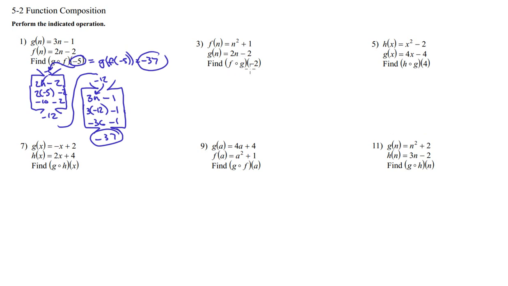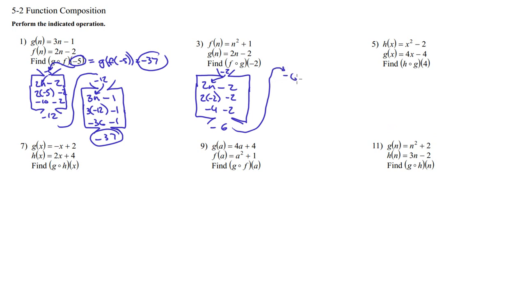Okay? All right. F of g of negative 2. So I'm going to plug the negative 2 into the g machine first. So g is 2n minus 2, and negative 2 is going in there, replacing the n. 2 times negative 2 minus 2. 2 times negative 2 is negative 4, and negative 2 gives us a negative 6 comes out of the first machine. And then that negative 6 is going to go straight into the second machine, right?